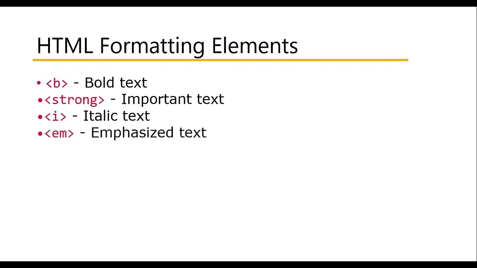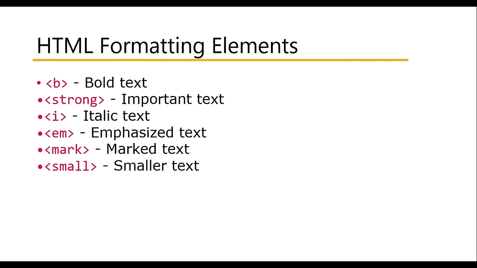The third and fourth are the I and EM elements. The HTML I element defines a part of a text in an alternate voice or mood. The content inside is typically displayed in italic. The I tag is often used to indicate technical terms, a phrase from another language, a thought, etc. The fourth one is the EM element, which defines emphasized text. The content inside is typically displayed in italic. The fifth one is mark. The HTML mark element defines text that should be marked or highlighted.